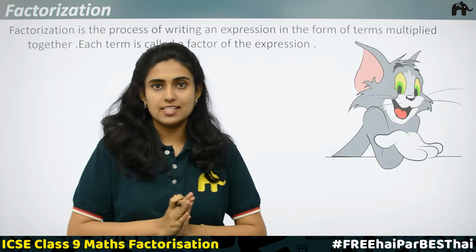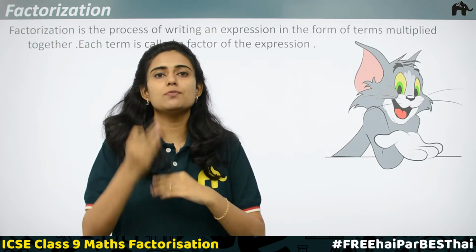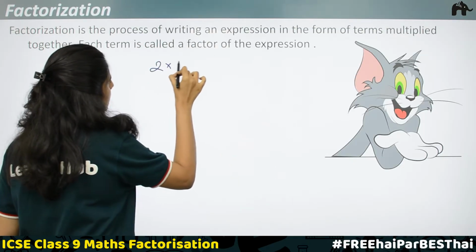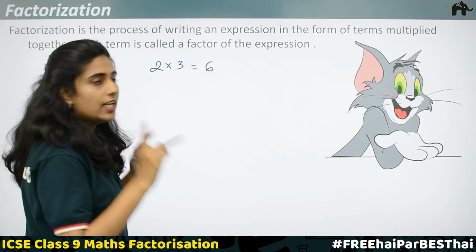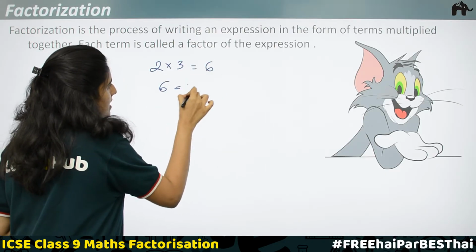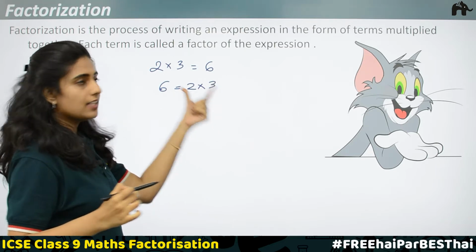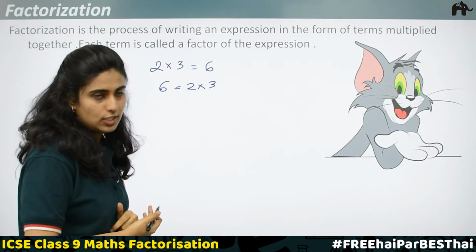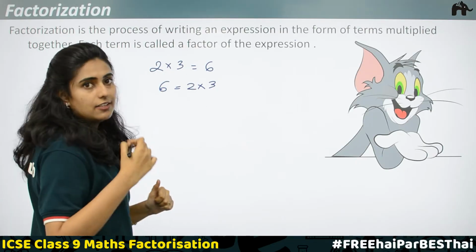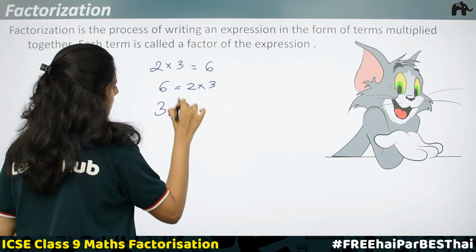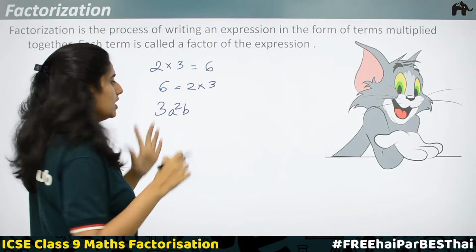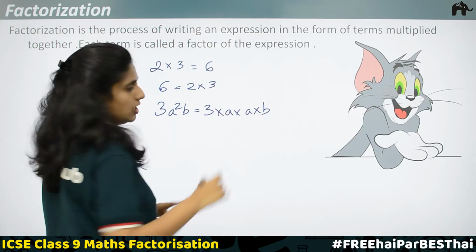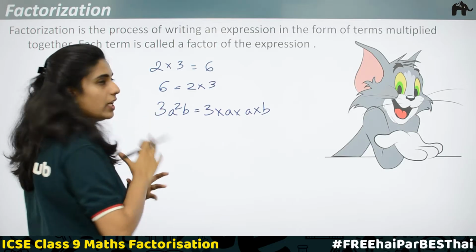Now what is factorization? Factorization in simple words is the reverse process of multiplication. We know multiplication. 2 into 3 is 6. So here we are multiplying. 6 can be written as 2 into 3. So 2 and 3 are the factors of 6. We have factorized 6. So this process is called factorization. For example, if you need to find the factors of 3a square b, 3a square b will be 3 into a into a into b. So here we have factorized 3a square b.